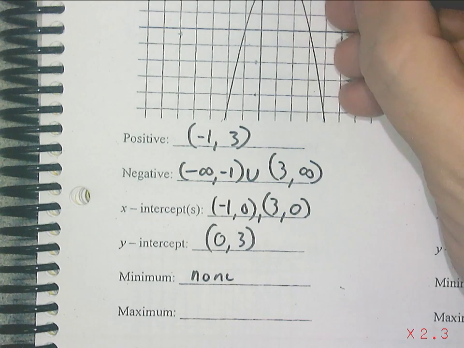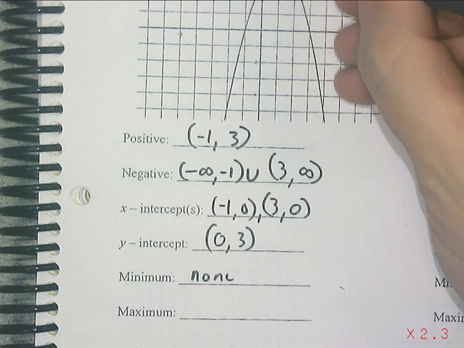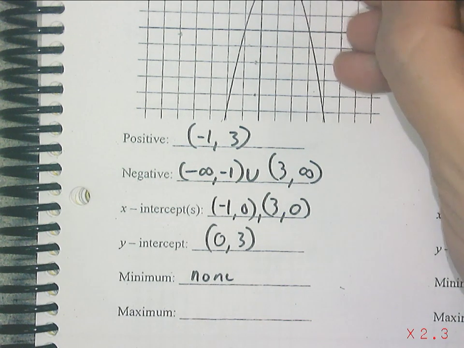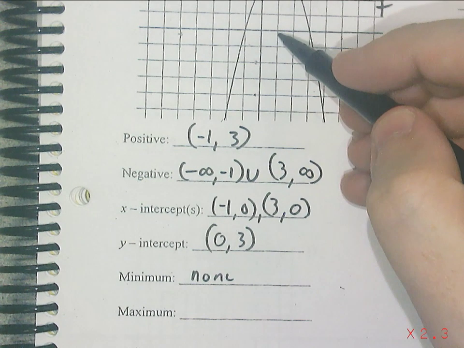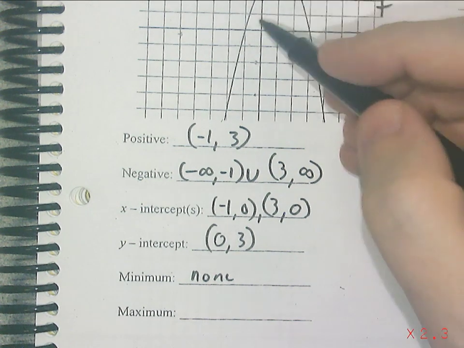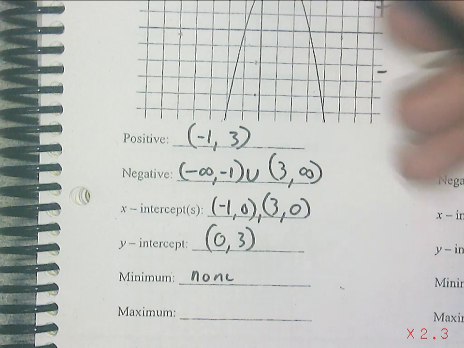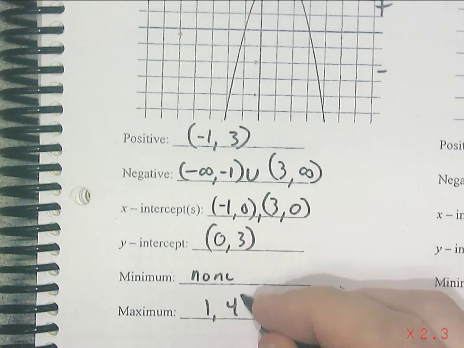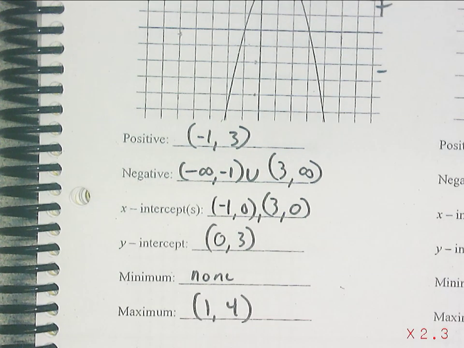But maximum, there's one right here, right? This would be a max. Okay? And we want that ordered pair, so it's maxing out at 1 and 4. So (1, 4) would be the maximum. Okay? Let's do another example here.